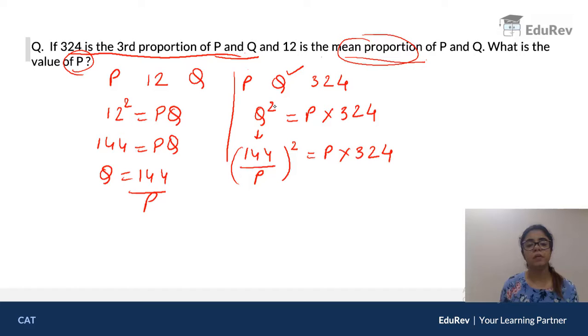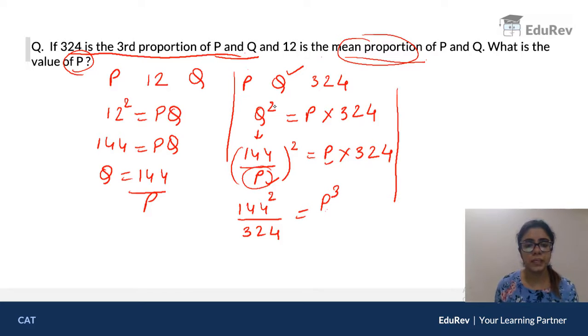Now what will happen is, don't sit and calculate 144 square because it's a very big number and we don't require that. I'll keep it as it is, 144 square. I'll take 324 in the denominator. This will become p square. I'll take it on the other side. This will become p cube, because this is p square and this is p, so it will become p cube. Now p cube is 144 square upon 324.